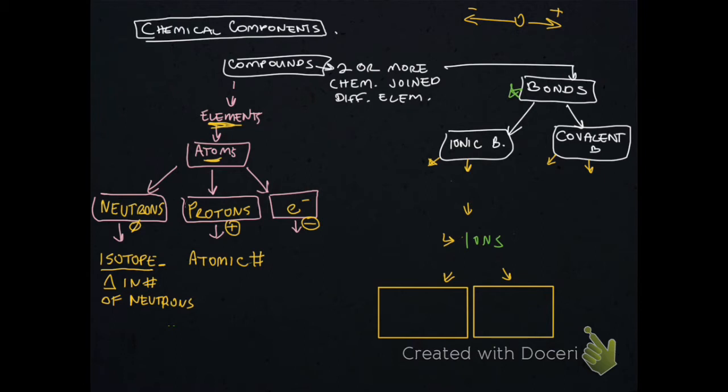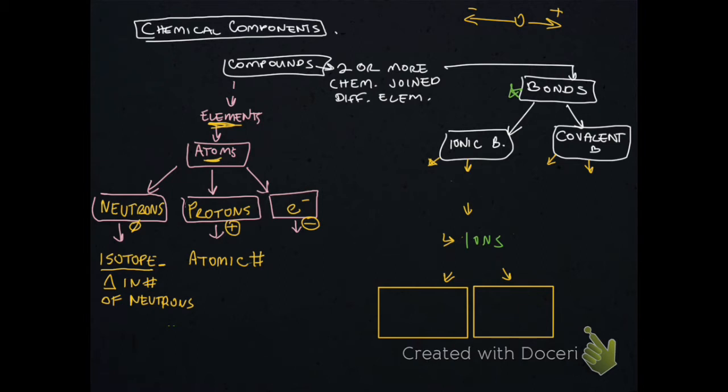Electrons are not found in the nucleus, and they fly around the nucleus in an orbit. Orbit's a bad word to use to describe this. It's really more of a cloud that they fly around the nucleus in. It's not so much a defined orbit as it is a cloud. They carry a negative charge.